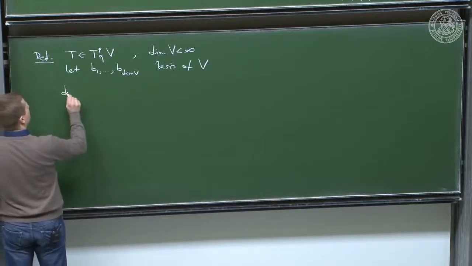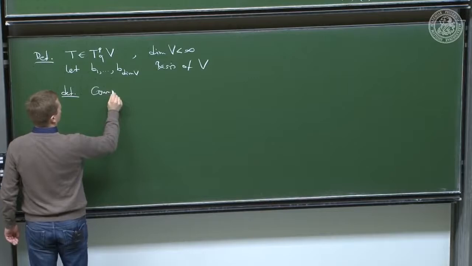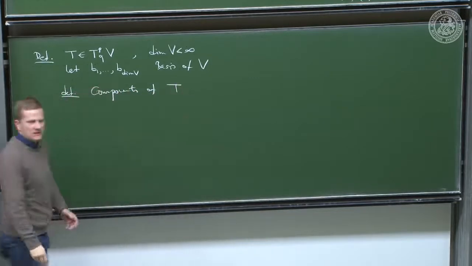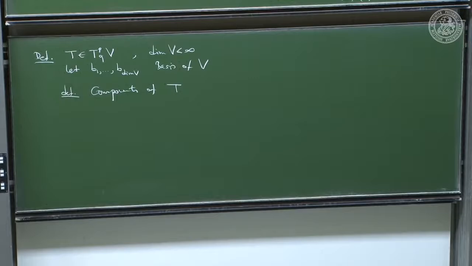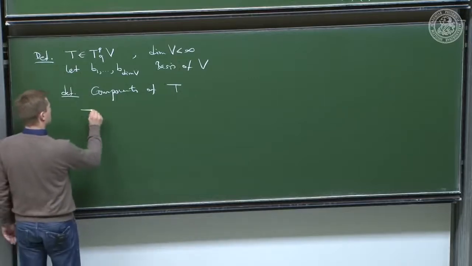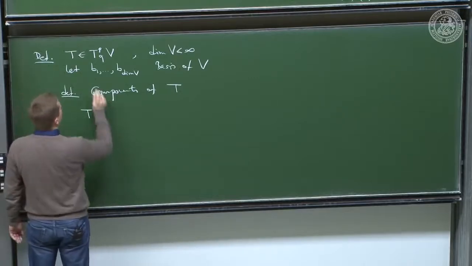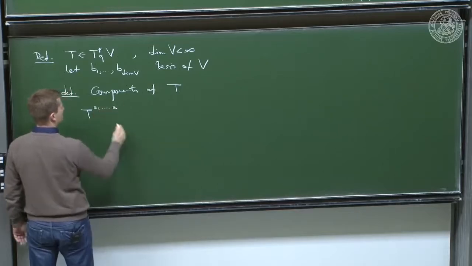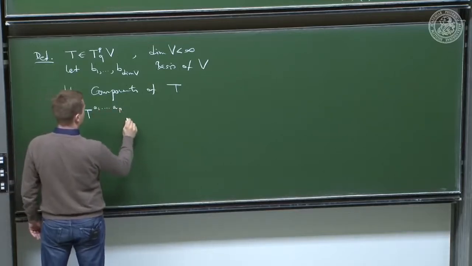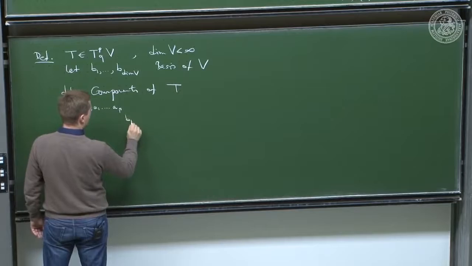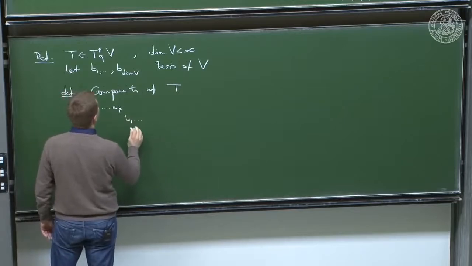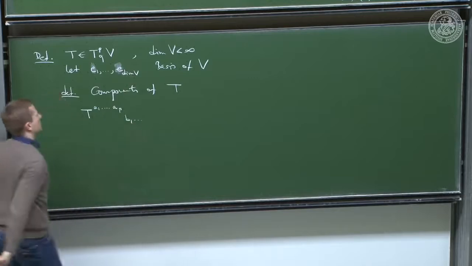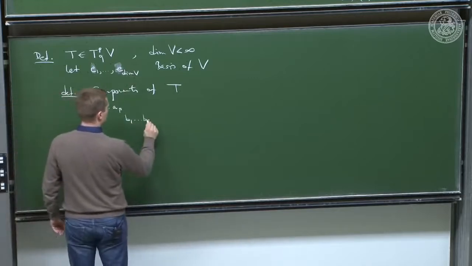But first we define the components of the tensor. So the tensor is an abstract thing. It's a multilinear map. And the components of a tensor, they're not so abstract. It's a (p,q) tensor. So the components are numbers, but there are a whole lot of numbers. They're numbers T with upper indices a_1 to a_p and lower indices b_1 to b_q. Okay, let's call this basis small e. It's also more standard.